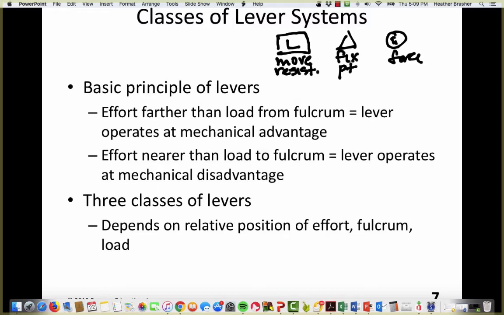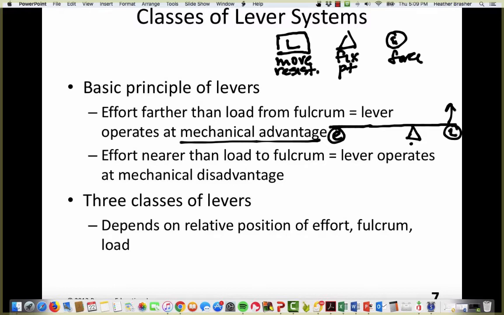And so if you have a lever and you have a fixed point, the fulcrum, it says effort further than load from fulcrum. So if the effort is over here, farther from the fulcrum, and the load is over here, this is at a mechanical advantage. If you're trying to put something underneath something to lift it up, the further you get over here, the more force or power you have to lift this up.